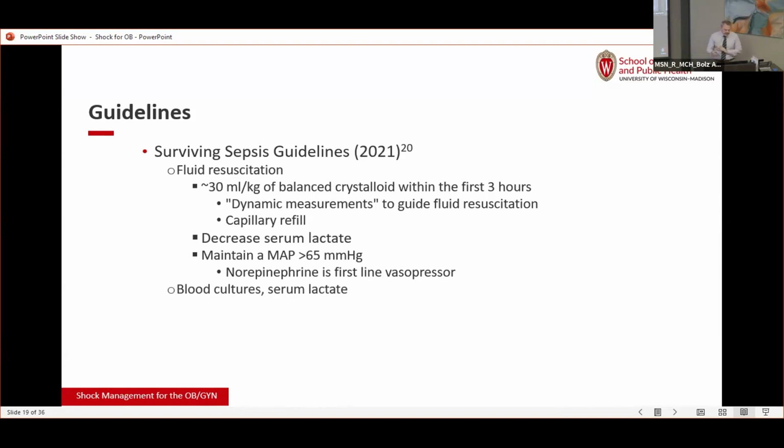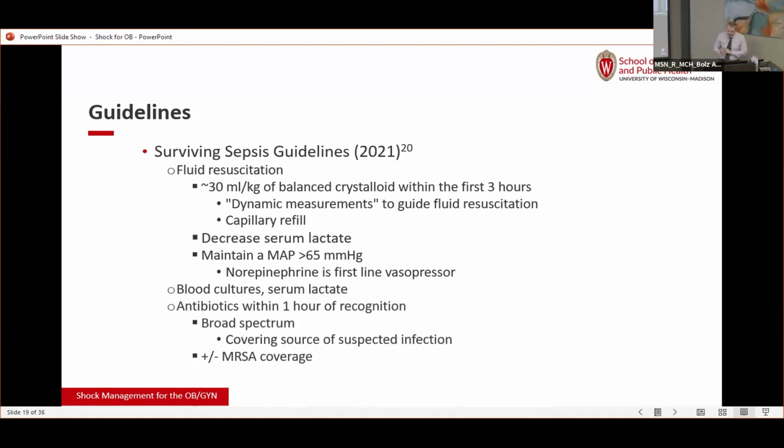All right, you also want to get some blood cultures, hopefully before you give antibiotics. Get that serum lactate we talked about. And we really want to give antibiotics within 1 hour of recognizing the infection.